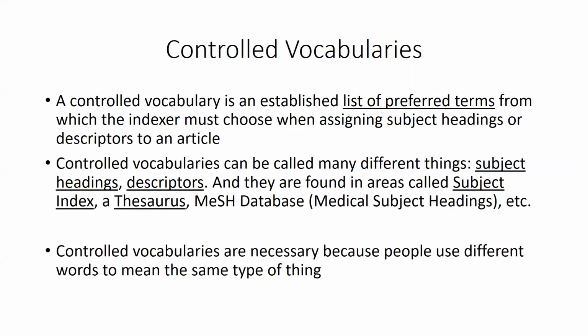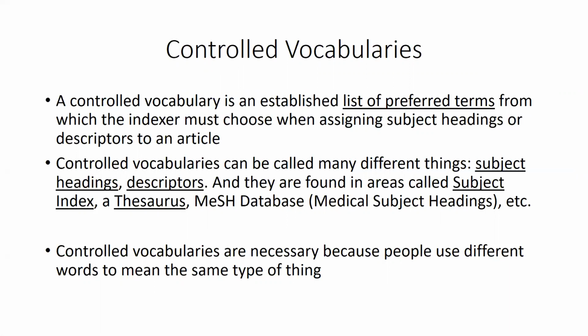So if your job is as an indexer, you read a piece of new research and then based on a list of terms, you decide which of those terms best describes the article. So these controlled vocabularies can be called different things, such as subjects, subject headings, descriptors, and you're looking to find them in areas of the database called subject index or thesaurus is another popular term for it.